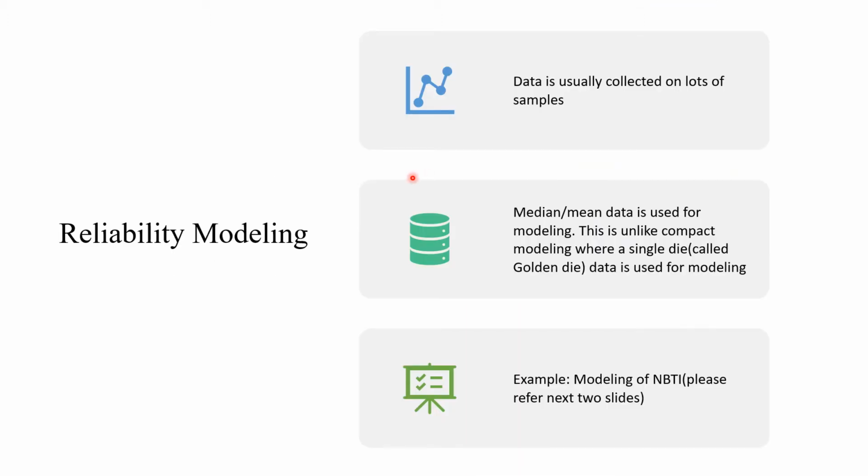So these are the fundamentals of reliability modeling in short. Unlike in compact modeling, wherein you measure the data on a so-called single die, which is the golden die, which represents the mean or the typical behavior of the device which is to be modeled, in reliability modeling, on the contrary, you basically require statistics. And hence the data that is used to create a reliability model is usually collected on lots of samples.